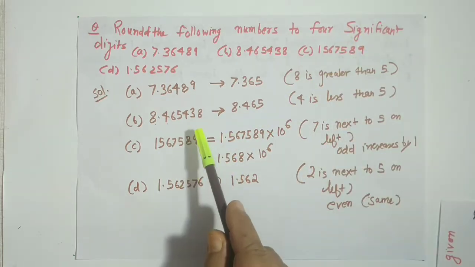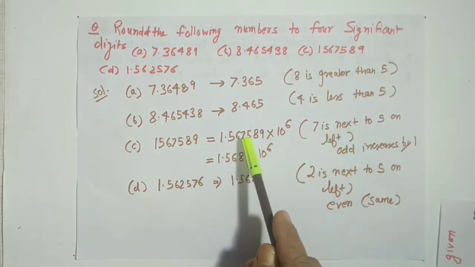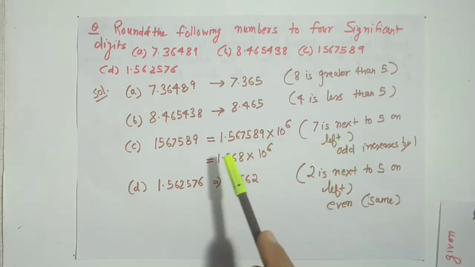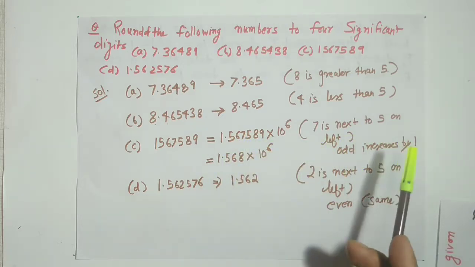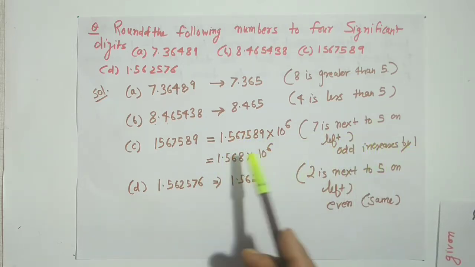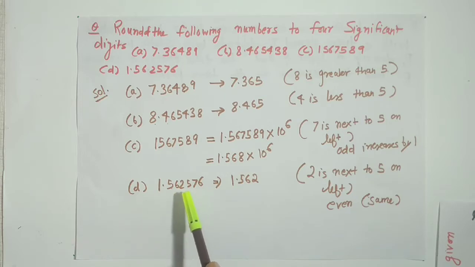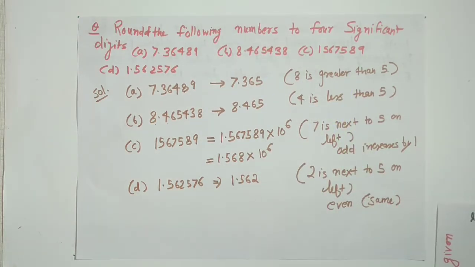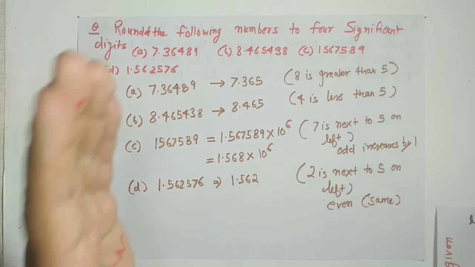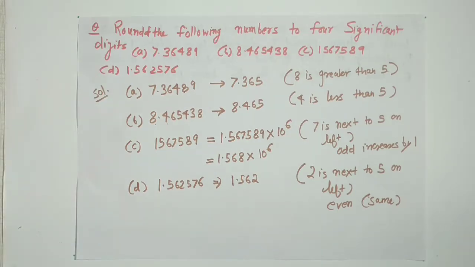1.5675889. You have done it like this. But then it is 7 at the fourth, which is an odd digit on the left. So the next value will be what? 568. And here also, if you see, at the fourth it is even, that is on the left of what? 5. So it will remain the same. These are the rules. So go through the significant figures rules properly, solve the questions and understand it.